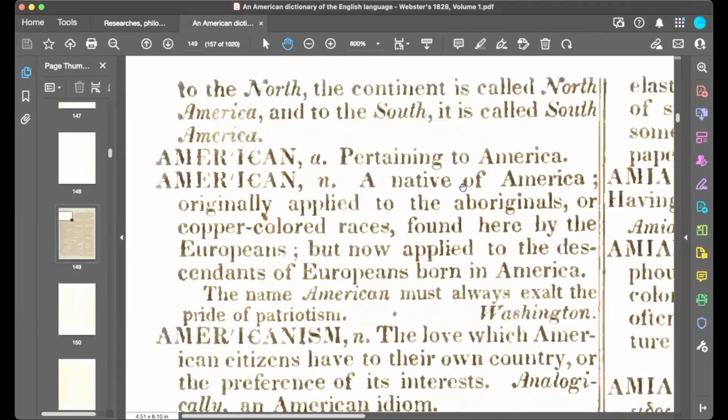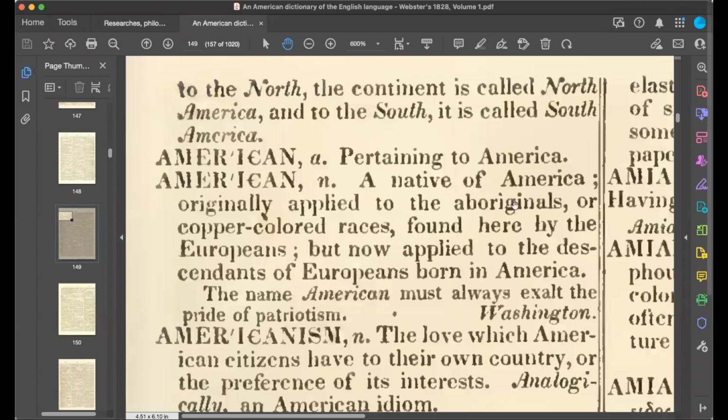American, a native of America, originally applied to the aboriginals. The aboriginals, meaning people of this land, the indigenous people, right? Or copper-colored races. The copper-colored races, yes. America's the true old world. We had every phenotype here. We had every type of hair, and we had every shade of copper-colored complexion, from the lightest to the darkest copper-colored complexion. All right.